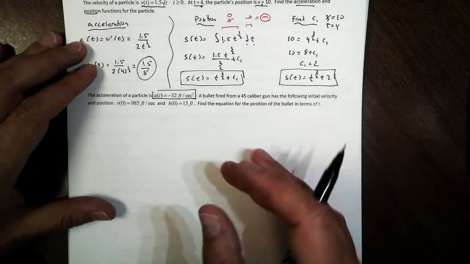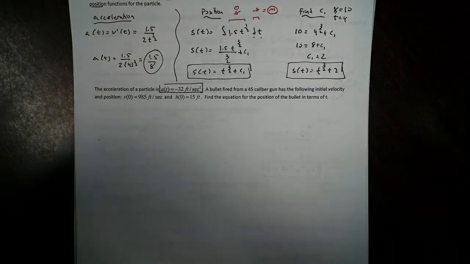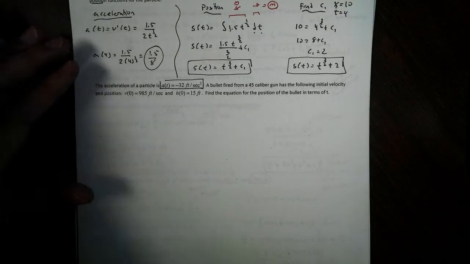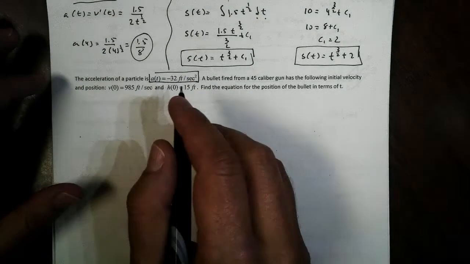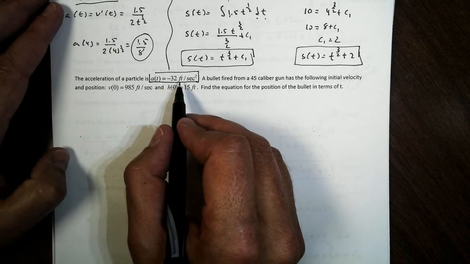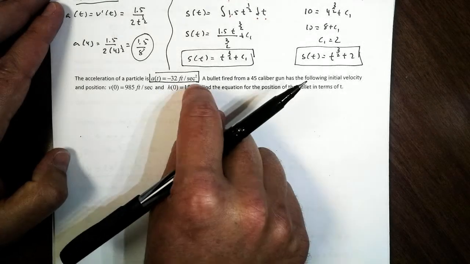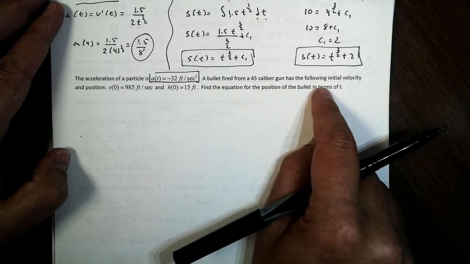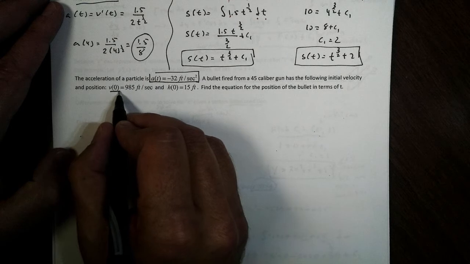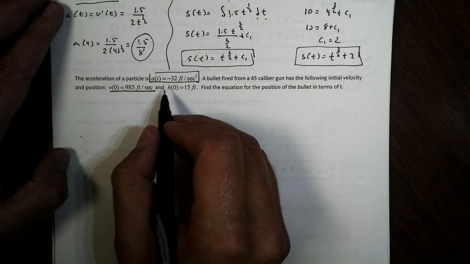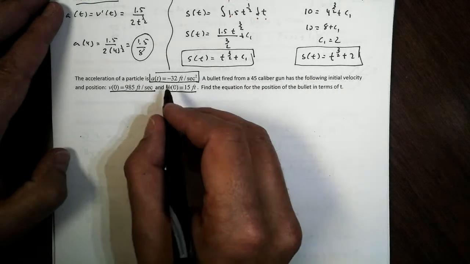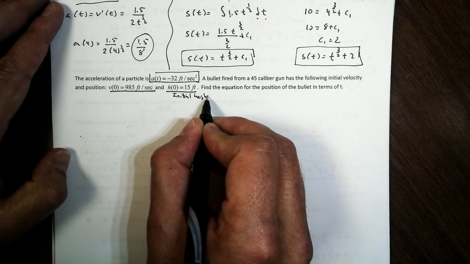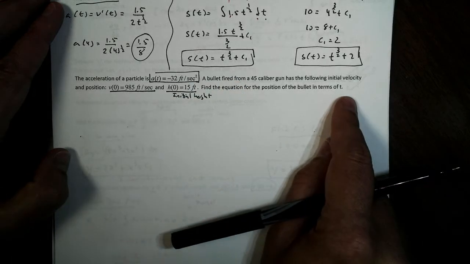This is kind of how Newton came up with his laws of motion. Given the acceleration of a particle is negative 32 feet per second squared, we're firing a bullet from a .45 caliber gun. Its initial velocity is v0 equals 985 feet per second, and h0 is 15 feet. So of course this is the initial height. We want to find the equation of position in terms of t.